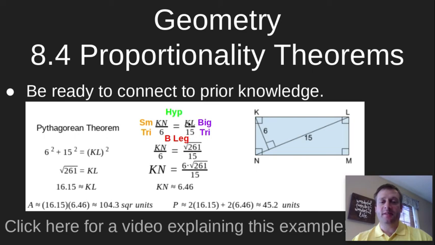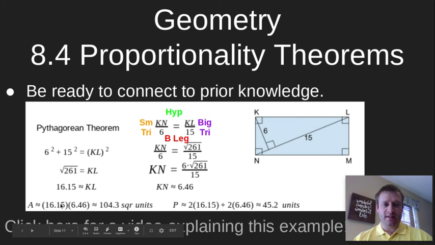At that point, substitute in square root of 261. You can use the 16.15, but I would end up leaving it as square root of 261 just to avoid some rounding error issues. Cross multiply the 6. So I'm going to grab my calculator, type in square root of 261, multiply it by 6, and then divide it by 15. That gives me a length of 6.46 for KN, which is reasonable because, again, the hypotenuse has to be bigger than 6.